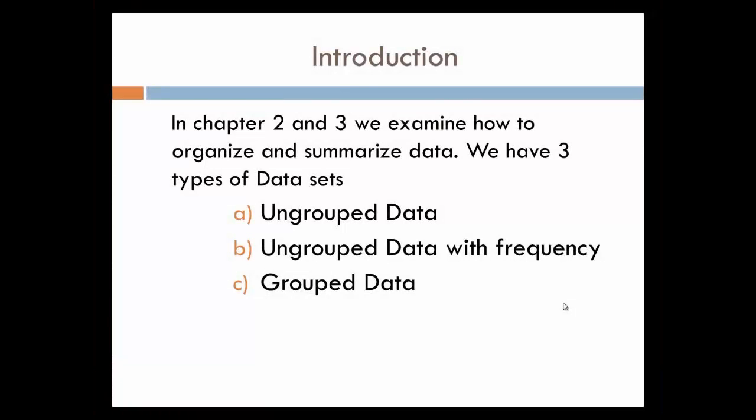We have essentially three types of data. One is the ungrouped data. The second one is ungrouped data that has frequency. And the last one is the grouped data. Let us look at the ungrouped data.